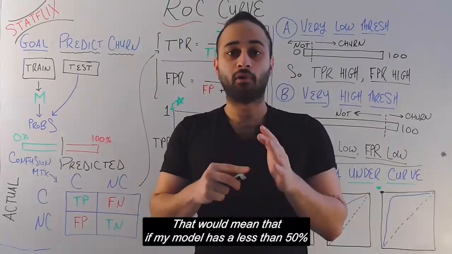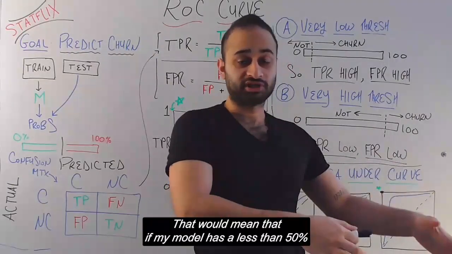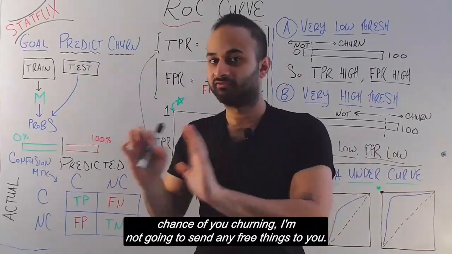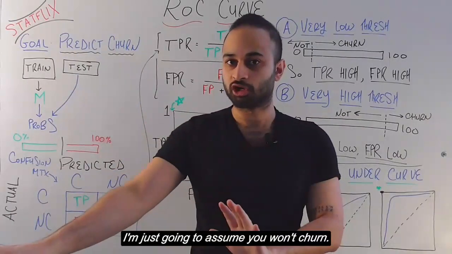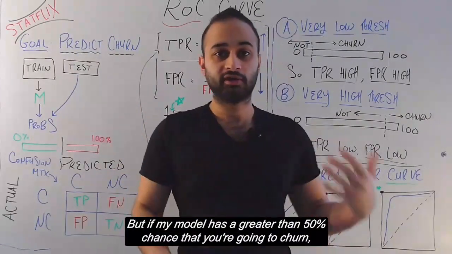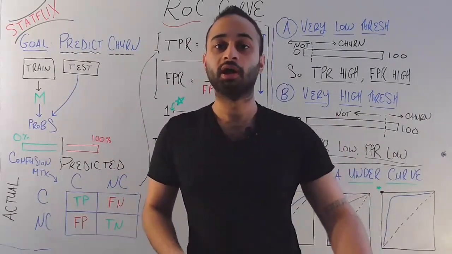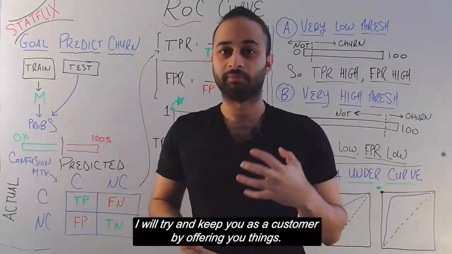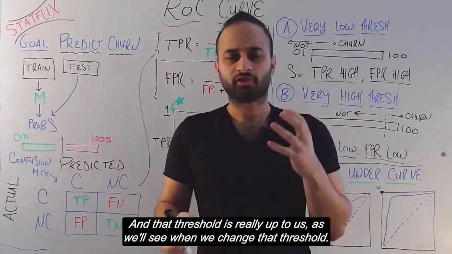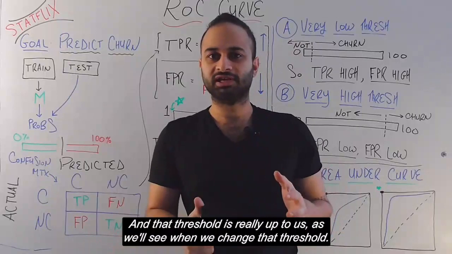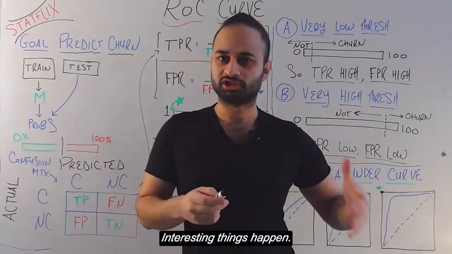That would mean that if my model has a less than 50% chance of you churning, I'm not going to send any free things to you. I'm just going to assume you won't churn. But if my model has a greater than 50% chance that you're going to churn, I will try and keep you as a customer by offering you things, okay? And that threshold is really up to us. As we'll see, when we change that threshold, interesting things happen.